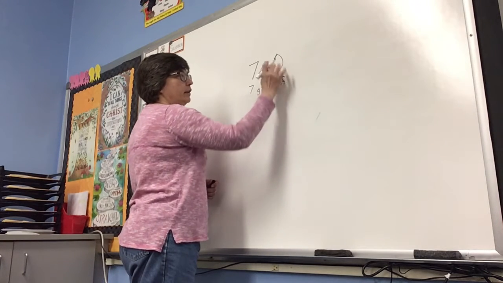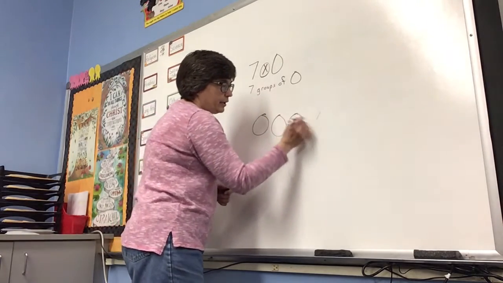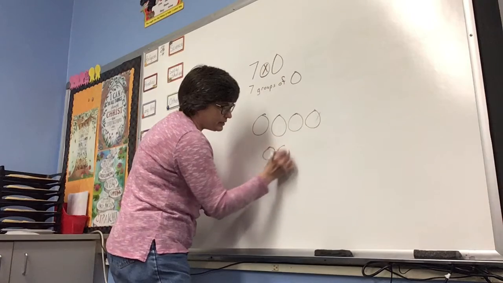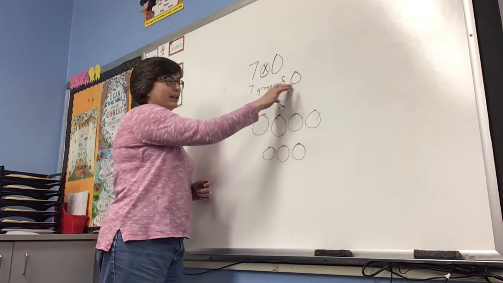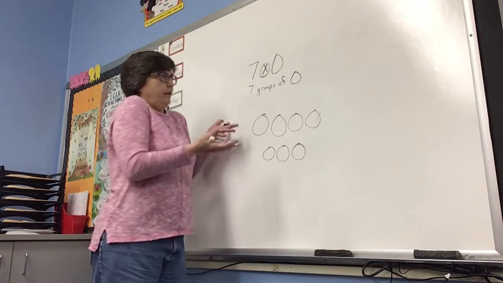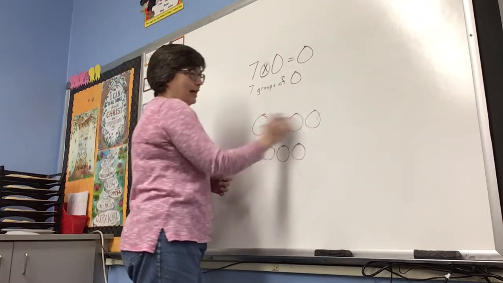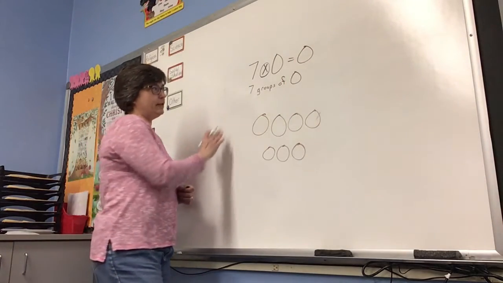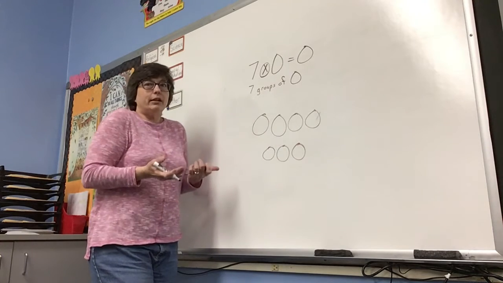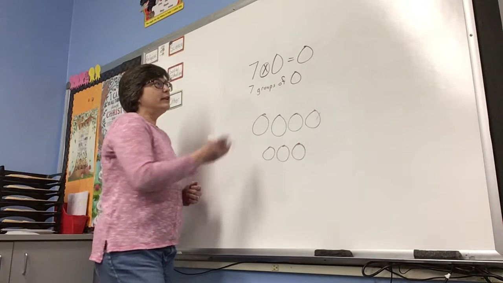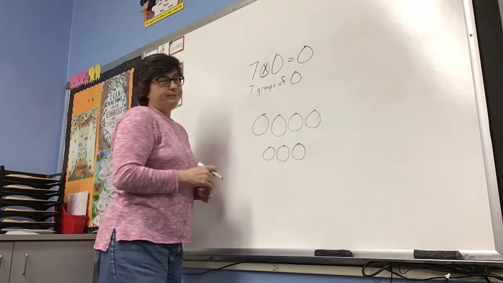So if we have 7 groups, 4, 5, 6, 7. There's 7 groups there. But there's 0 in those groups. How much do we have? We have 0. There's nothing there. So it's like if it's 7 plates of cookies with 0 cookies on each plate, how many cookies do we get? None. So anything times 0 equals 0.